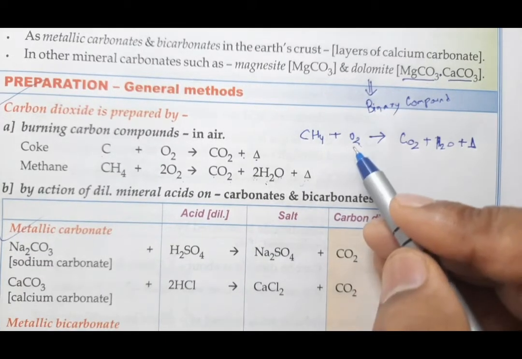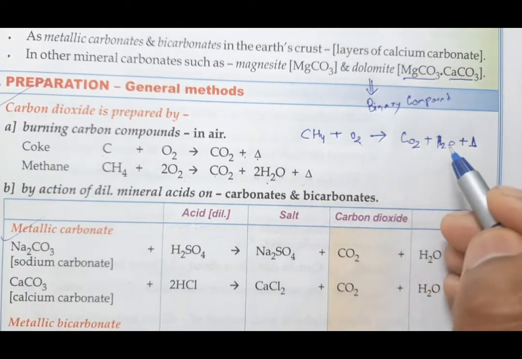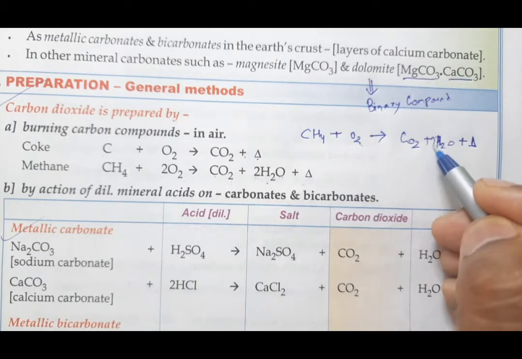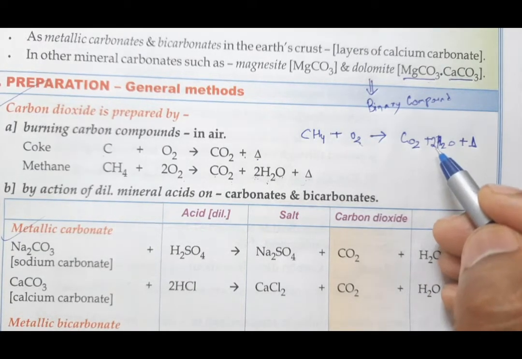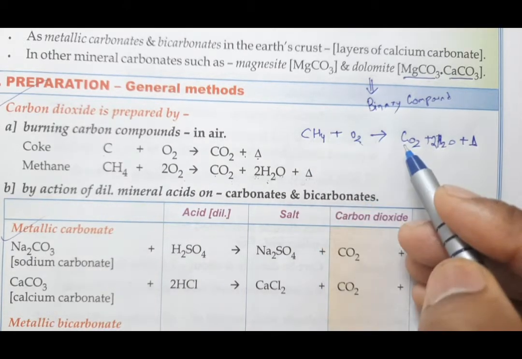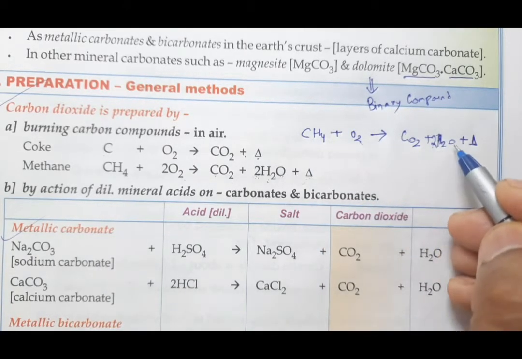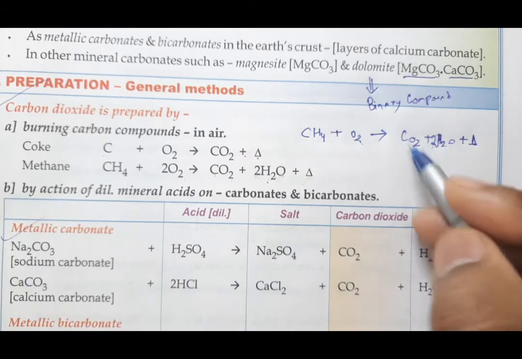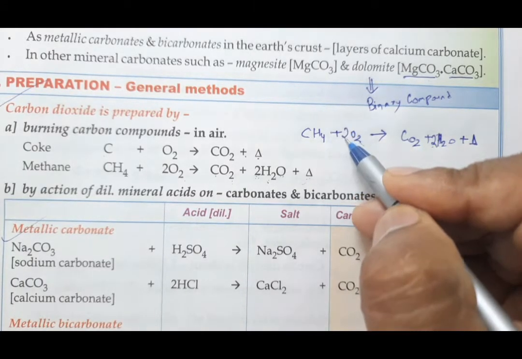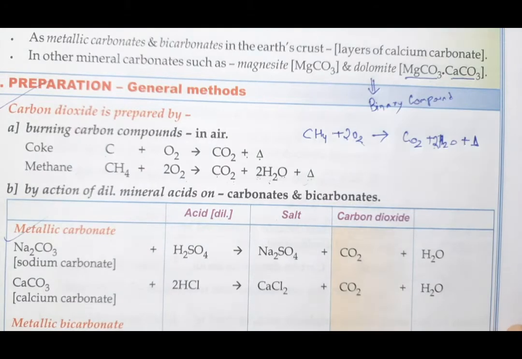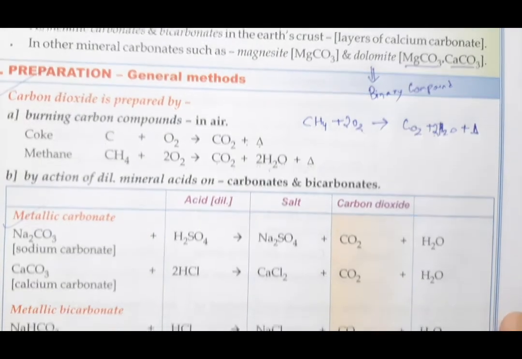Now to balance it, this is even oxygen, this is even, but this is odd. So put here 2. Once you put here 2, oxygen becomes even. Now hydrogen, 2 2s are 4, 4 balanced, 1 carbon balanced. Oxygen: here is 2, here is 2, total 4 on the product side. So put here 2 to balance it. So you have understood the 2 preparations of carbon dioxide so far.